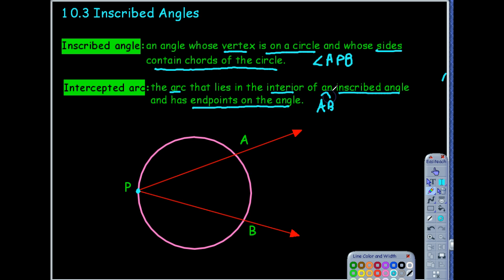The key is an intercepted arc's endpoints have to be on the angle that it's intercepted by. It's the entire arc that's inside that inscribed angle. Now, there's something cool about inscribed angles in relationship to that intercepted arc, so that's why we need to know that vocab.